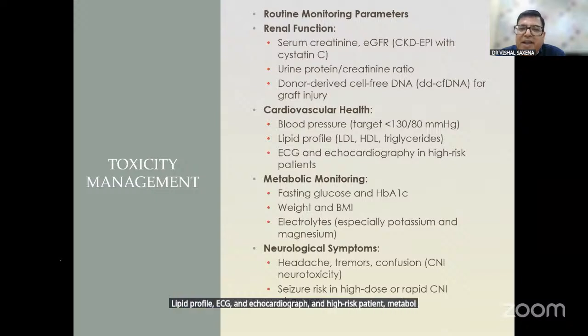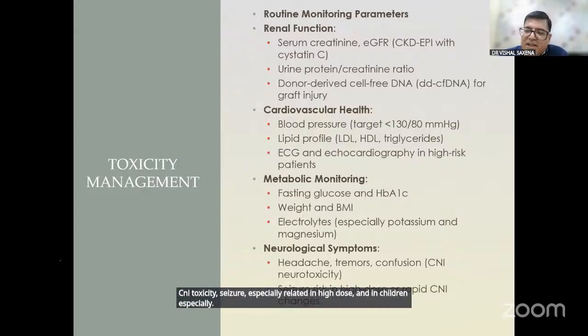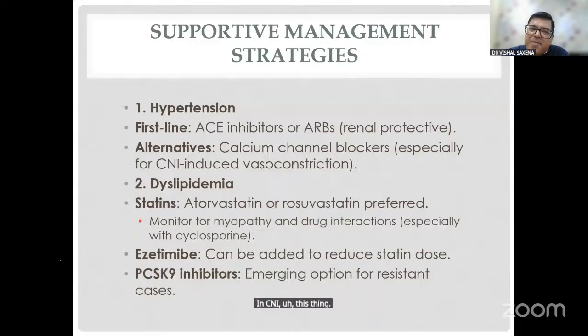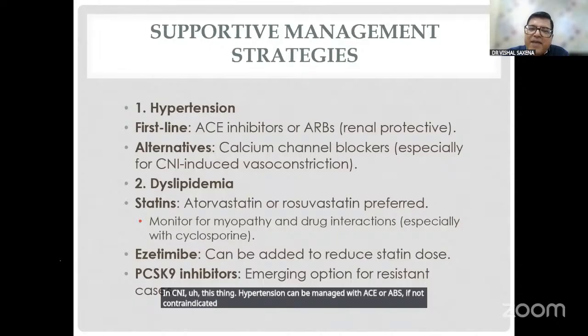Metabolic monitoring like fasting glucose, blood glucose, HbA1c, weight and BMI, electrolytes, especially hypomagnesemia and hyperkalemia. Neurological symptoms like headache, tremors, confusion, CNI toxicity, seizure, especially related to high dose, and in children, especially PRES syndrome is very common in CNI. Hypertension can be managed with ACE inhibitors or ARBs if not contraindicated. Alternatives can be calcium channel blockers, especially for CNI-induced vasoconstriction.